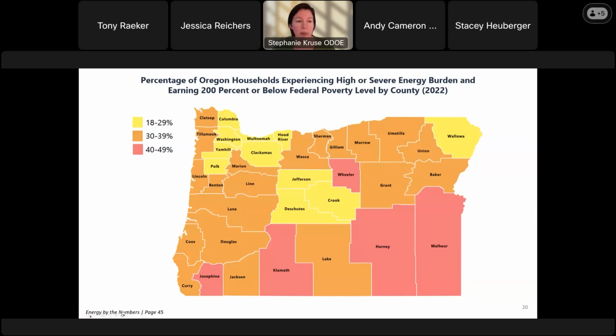Apart from electricity and heating costs, Oregonians can also be burdened by transportation fuel costs. Transportation burden represents the total annual transportation costs of households in comparison to their income. You can read more about transportation burden in the report. Together, these calculations of energy burden are indicators of energy affordability for Oregonians.